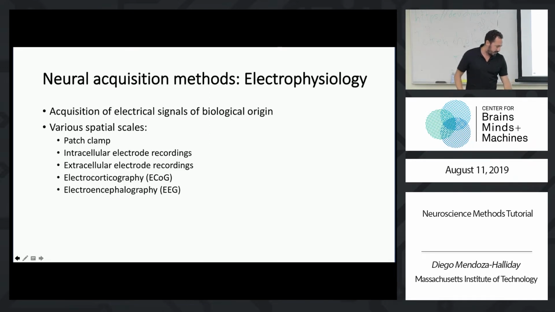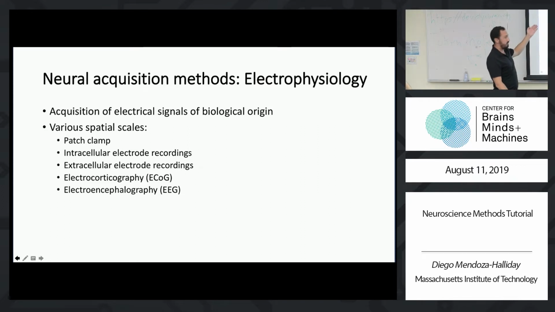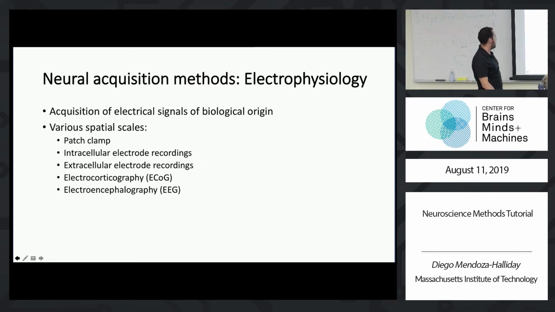mechanisms of the brain. Okay, so let me start with electrophysiology, which is the acquisition of those electrical signals that were in the first part of the list, of biological origin. There are different scales at which we can acquire them. So here there is a list of different methods by spatial scale, starting from PatchClamp, which deals with individual channels, up to electroencephalography, which deals with the gathered activity of millions of neurons.